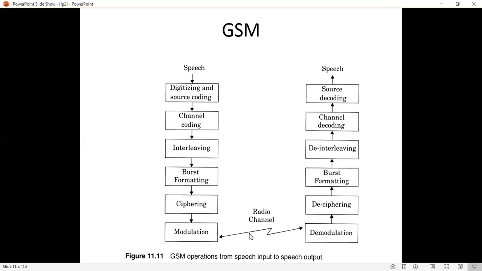Wirelessly, it will reach the destination, where the reverse process of the transmitter will take place: the appropriate demodulation, burst formatting, de-interleaving, channel decoding, and source decoding will be done. And finally, the original speech signal, which was transmitted on the transmitter side, will be received on the receiver side. So this is the GSM operation for transmitting speech on one side, and it will be received on the other side.